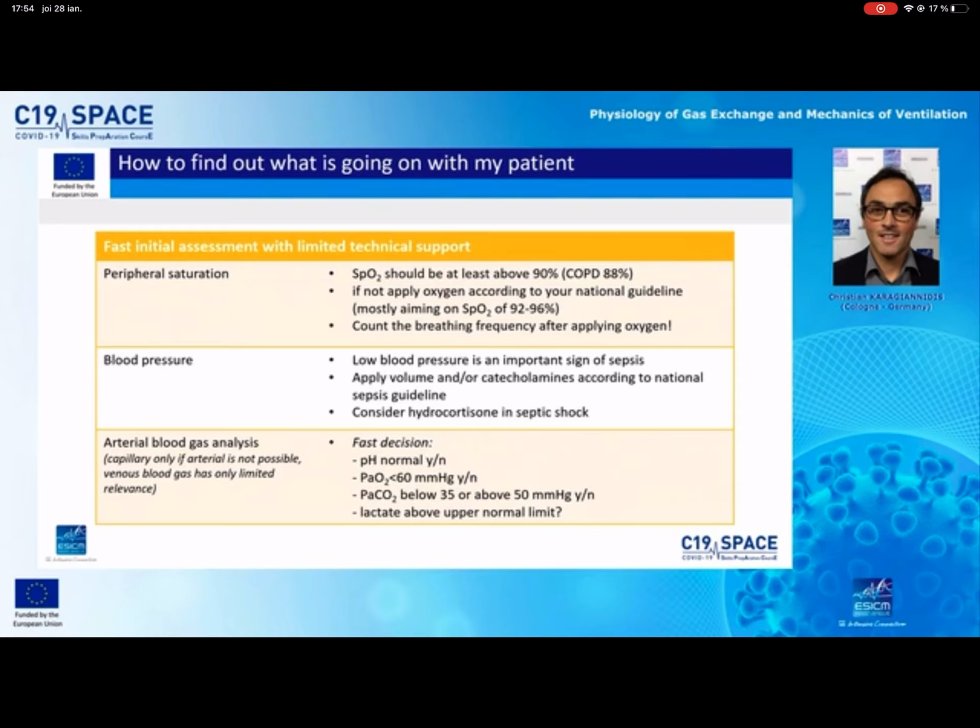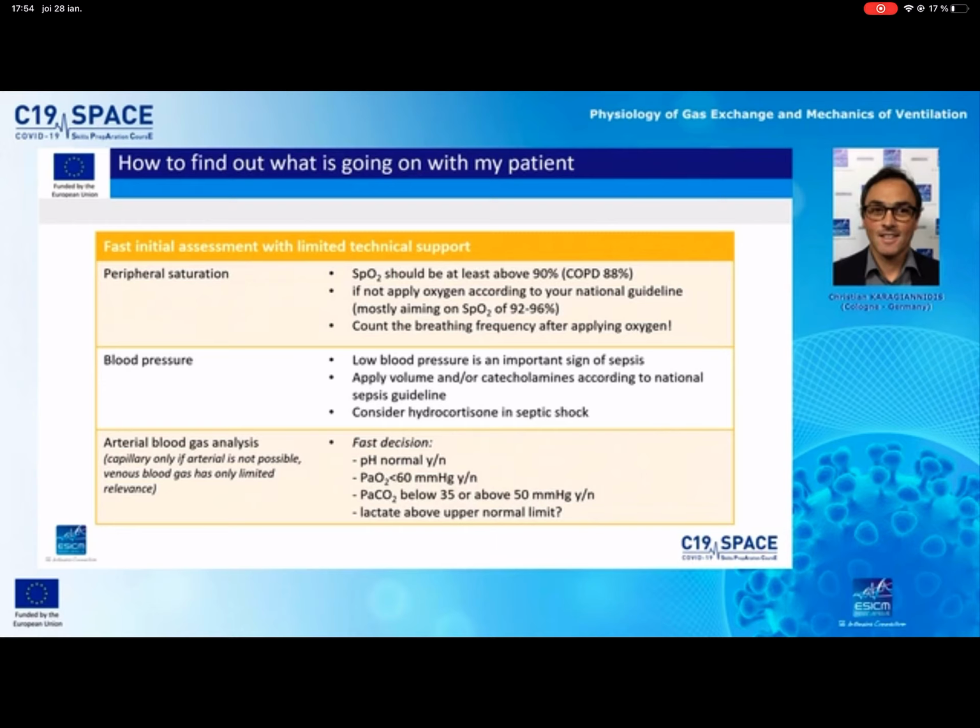The next step is measurement of blood pressure, which is an important sign of sepsis and should also be treated according to your national sepsis guideline. Especially in these COVID-19 patients, consider hydrocortisone in septic shock or dexamethasone if you think of the RECOVERY trial.